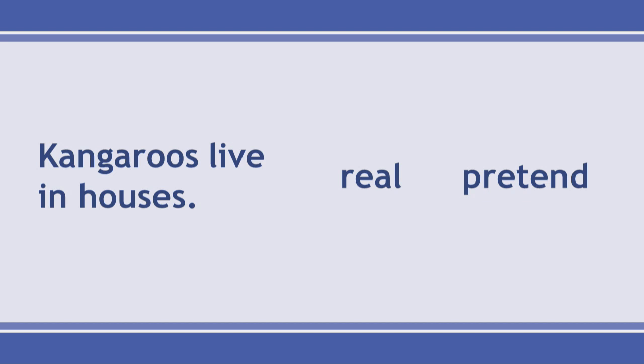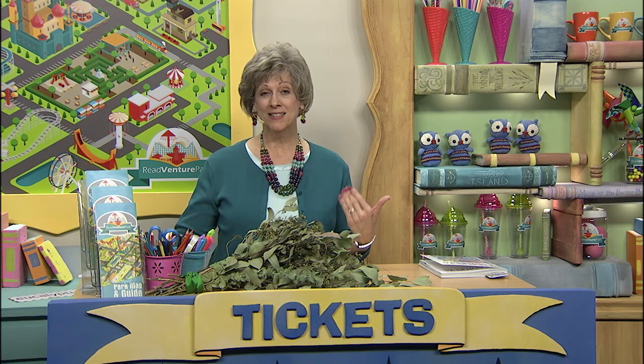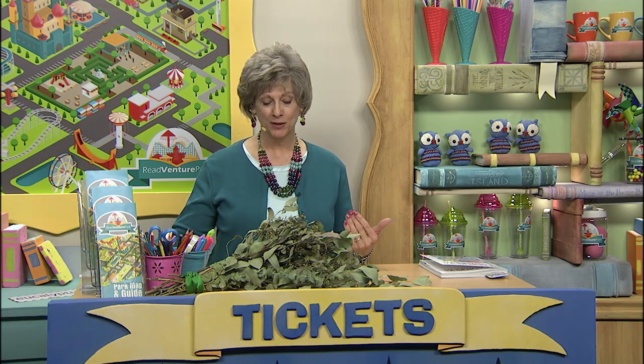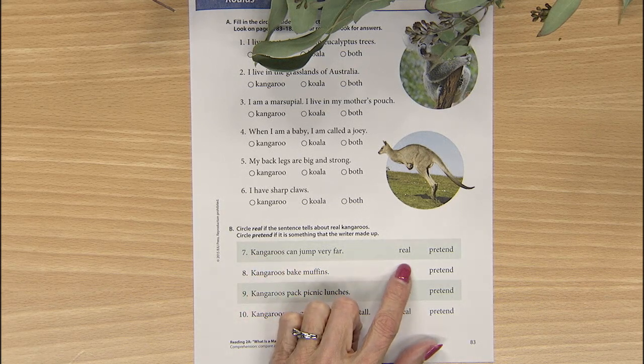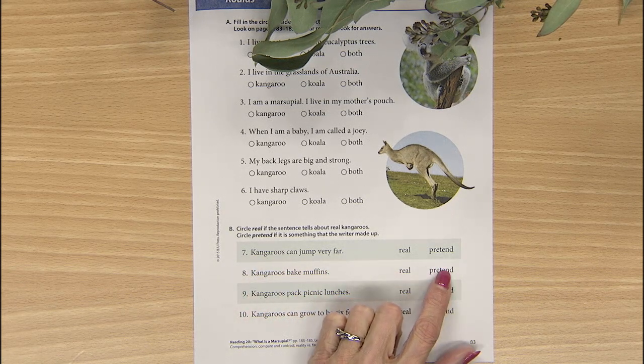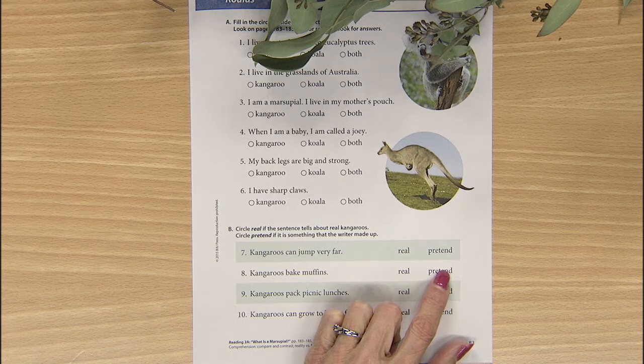Kangaroos live in houses. Is that real or pretend? Yes, that is pretend. And that's exactly what you're going to do on your work text page. You're going to read the statement and you circle real if the sentence tells about real kangaroos, or you're going to circle pretend if it's something like, say, the writers of Kate Kangaroo made up.